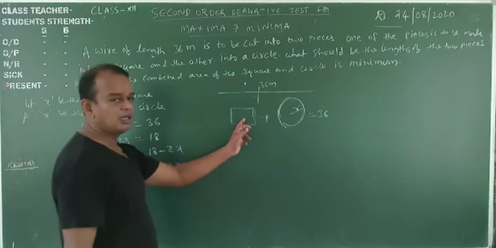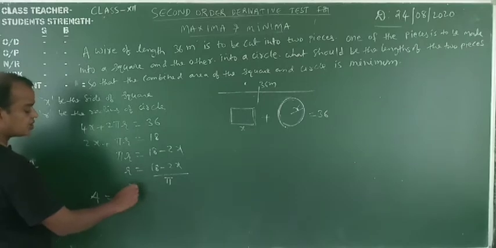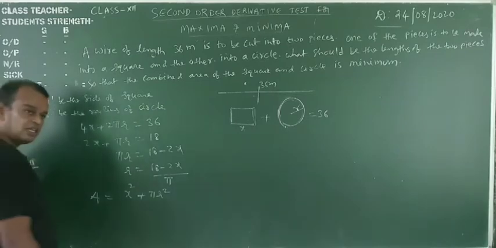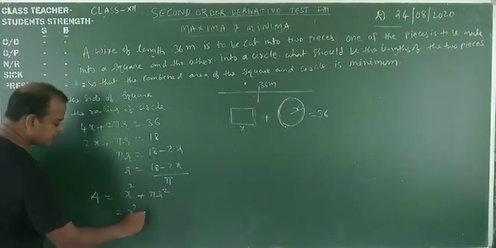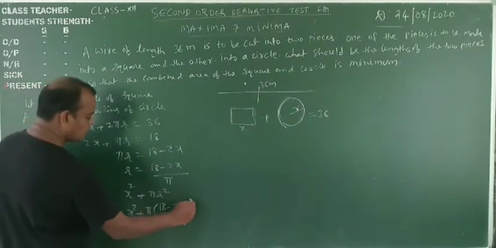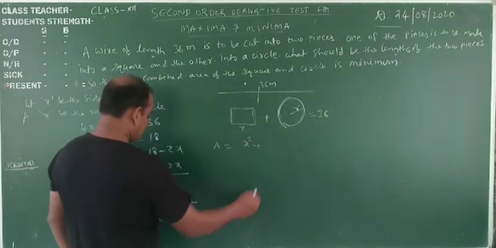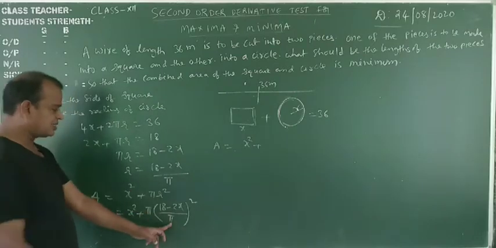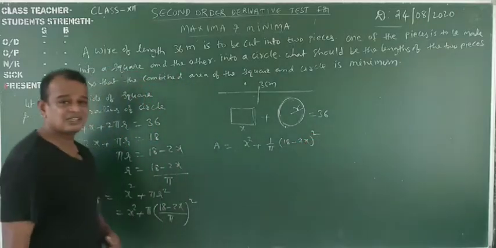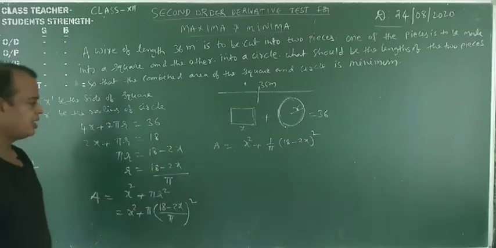You know the area of the circle formula. Now, the combined area: area of the square is x square, and area of the circle is pi r square. So area is equal to x square plus pi r square. The r square value is ((18 minus 2x) by pi) whole square. So area is x square plus 1 by pi into (18 minus 2x) whole square, because the denominator is pi square and one pi cancels.